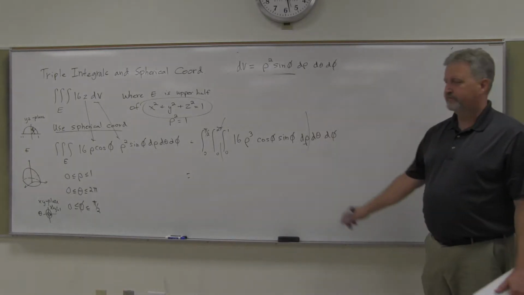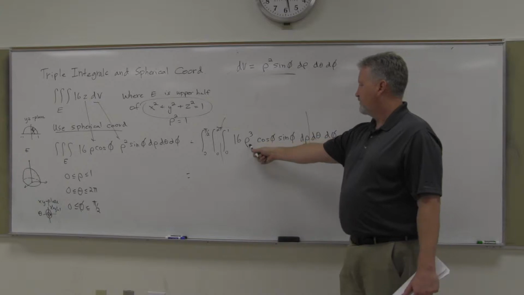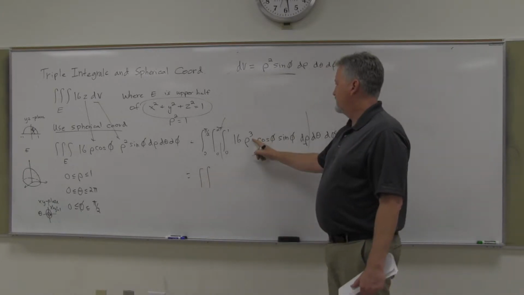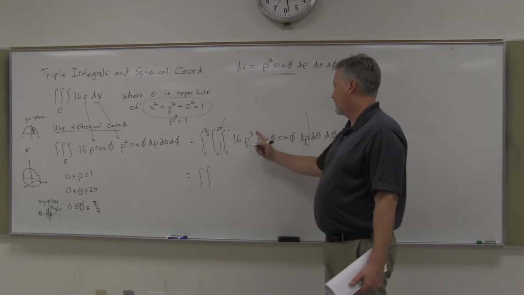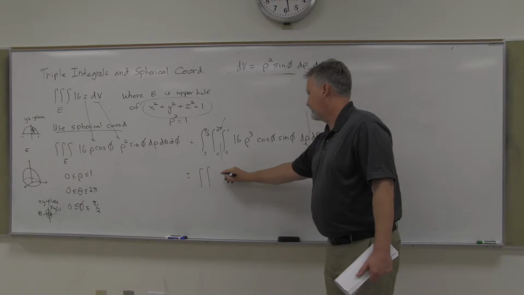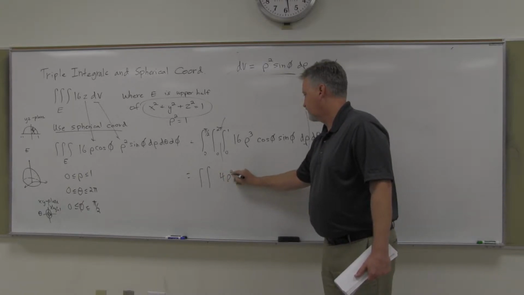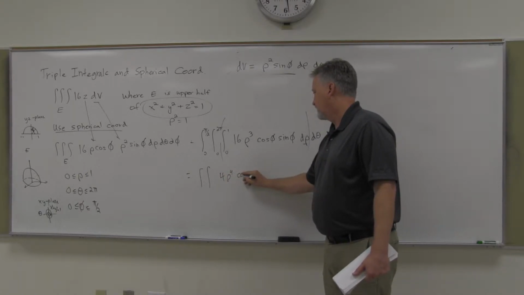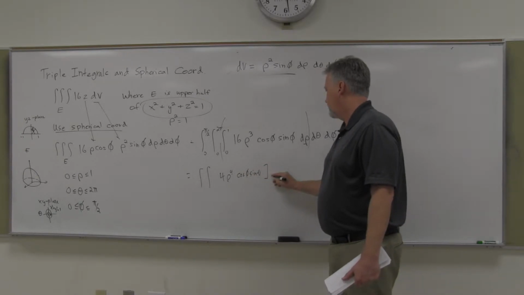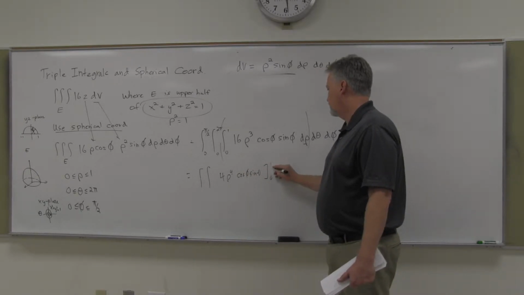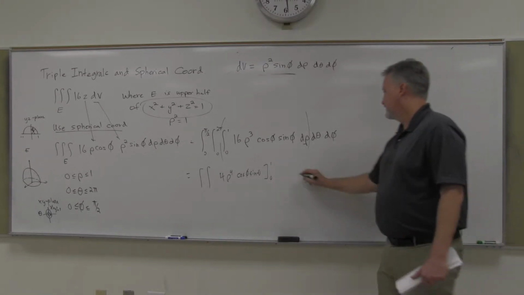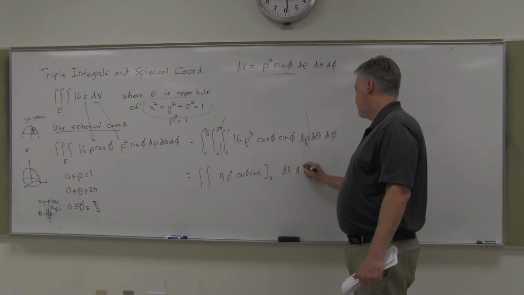All right, so the first one, integrate with respect to rho. Well, we've got rho to the third. So the antiderivative would be rho to the fourth, 1/4 times 16, that would be 4 rho to the fourth. And of course your cosine phi and sine phi come along for the ride. And then evaluate that from rho equals 0 to 1. Then we'll do the theta and the d phi.